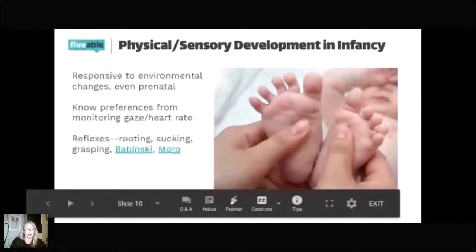The Moro reflex. What habits did you change when we moved in together? Oh no, this is not.